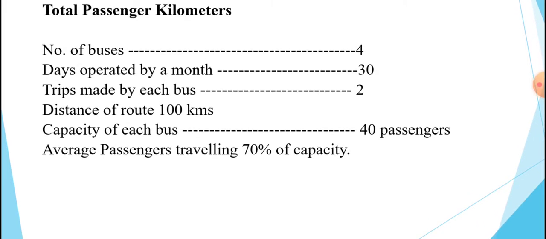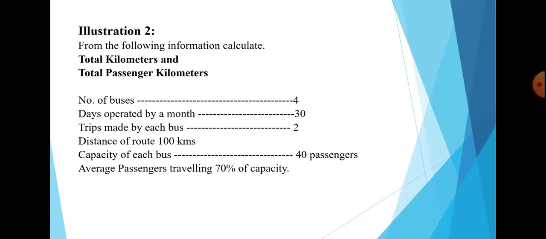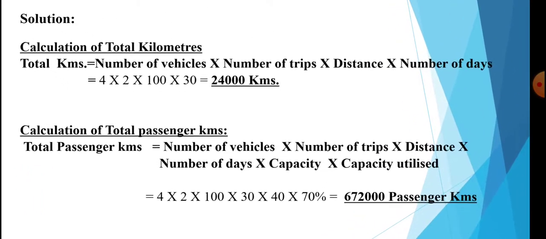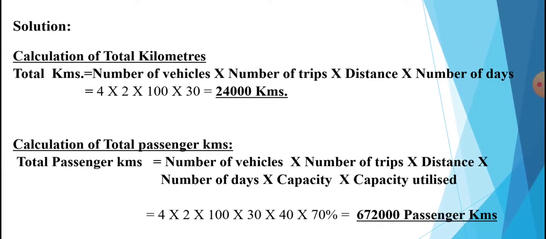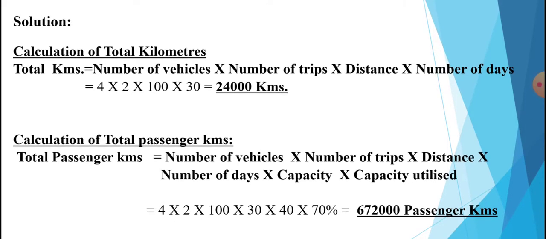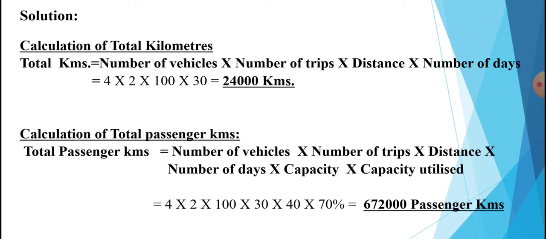Average passengers traveling is 70% of capacity. Okay, total kilometers we will calculate first: number of vehicles into number of trips into distance into number of days. The number of vehicles is 4, number of trips is 2, distance is 100, and number of days operated is 30. When we multiply all this we will get 24,000 kilometers.